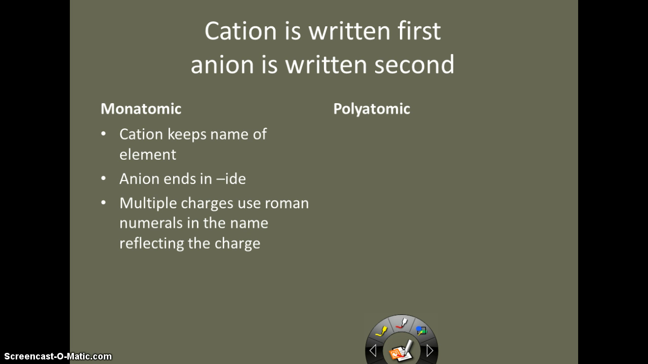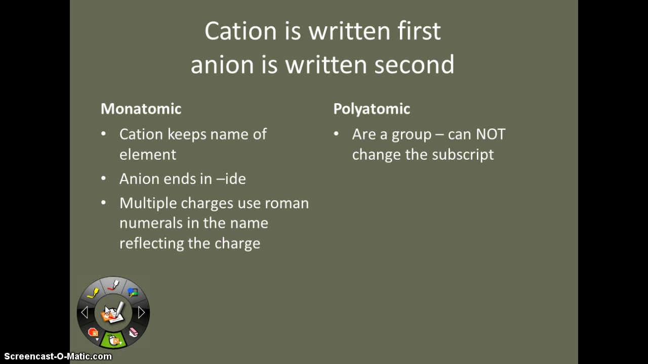Poly means more than one, so these are going to be made of more than one atom. And they're going to be a group. So remember, we said you cannot change the subscript on these. The polyatomics are held together by covalent bonds, so you're going to have a covalent bond within this polyatomic group and then an ionic bond with another ion. Polyatomics usually end in "ite" or "ate", so phosphate, sulfite.